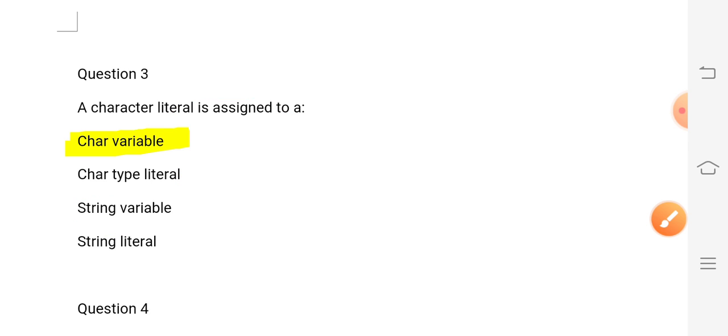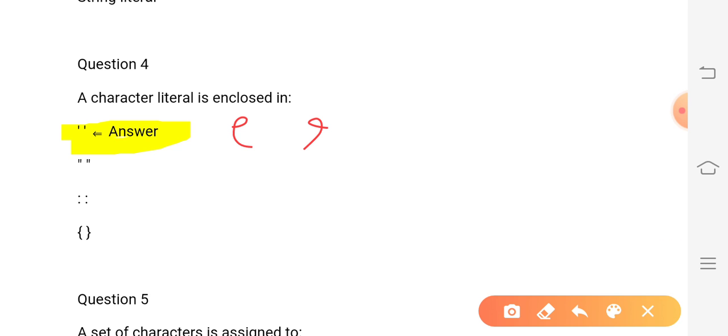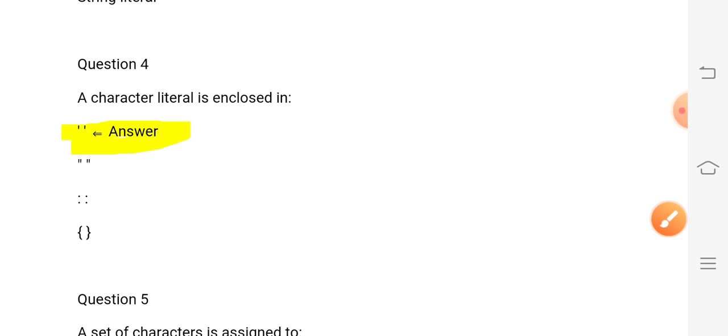Clear? Next, question number 4. A character literal is enclosed in, already we have discussed in the previous question, answer is single quotes. Here, this single quotes.